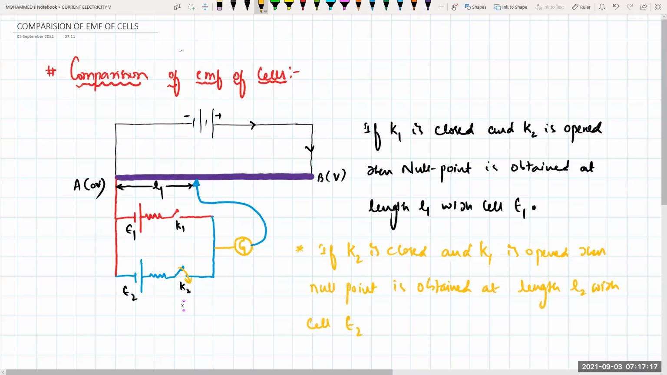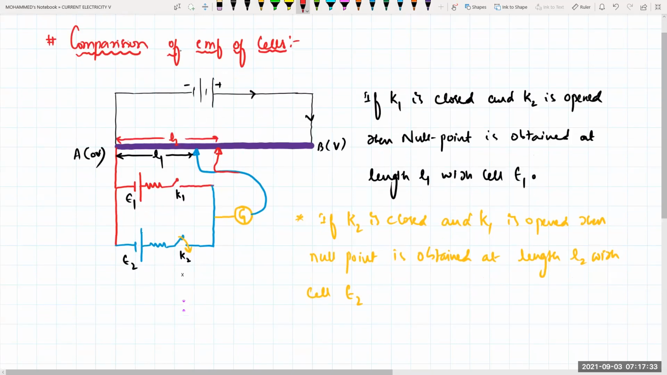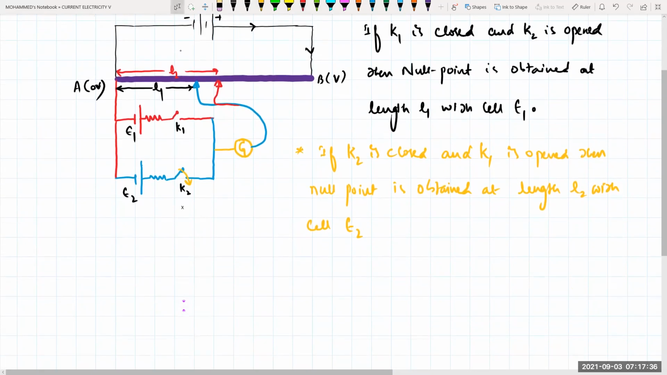Okay. Now with the cell E2, the balancing length is somewhere here right now. So this will be balanced somewhere here like this. From here to here, this will be your L2. E1 is balancing your L1 and E2 is balancing your L2. That means as the cell is changing, the balancing length keeps changing for the given condition.